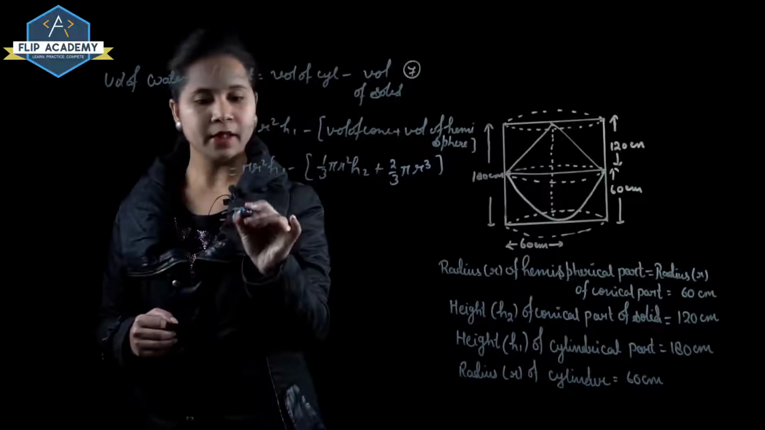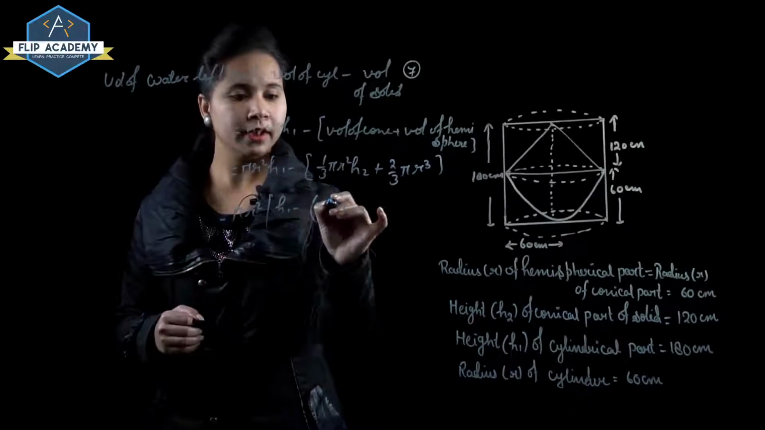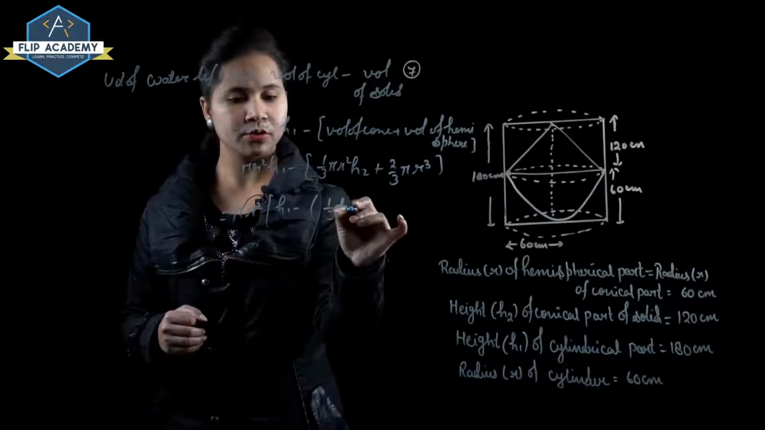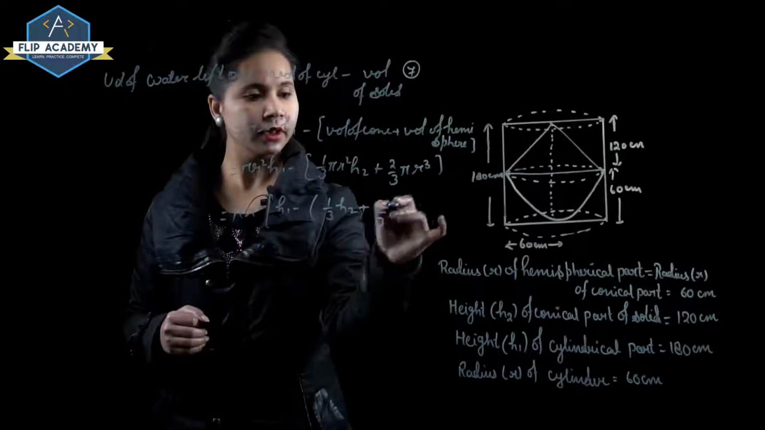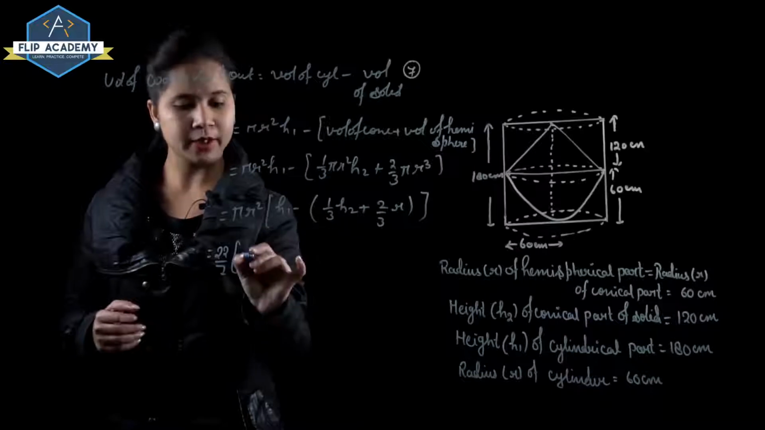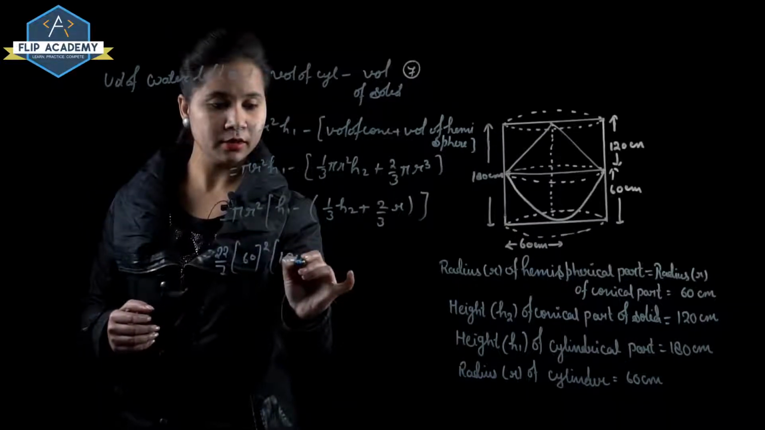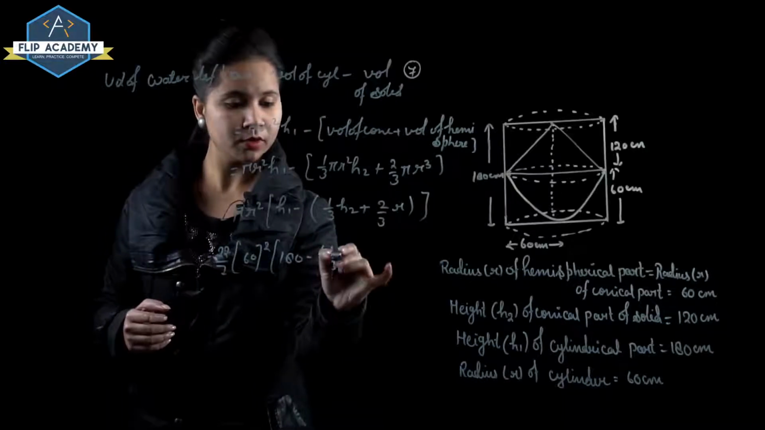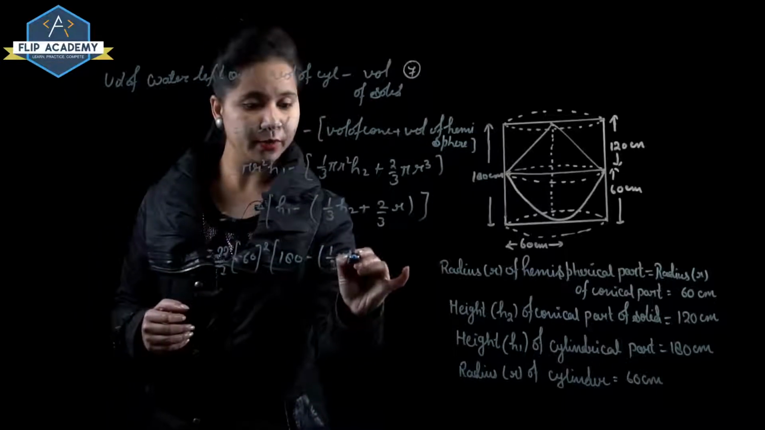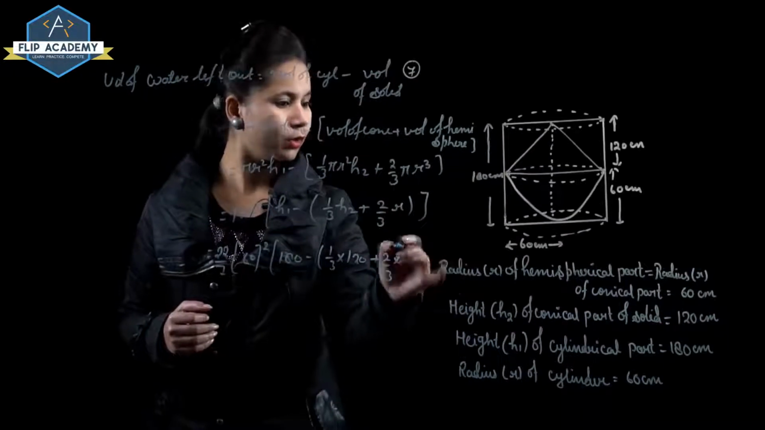So पाई आर स्क्वायर इज कॉमन here. We get that h1 minus, within bracket, 1/3 h2 plus 2/3 r. Now substitute the values. पाई is equal to 22/7, r squared is 60 squared, h1 is 180 minus 1/3, h2 is 120, plus 2 upon 3, radius of hemisphere is equal to 60.